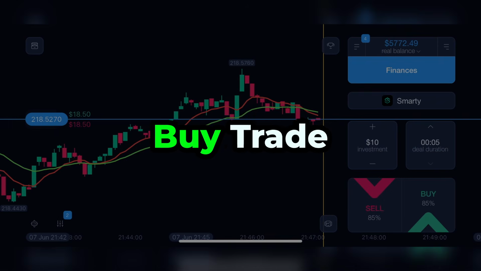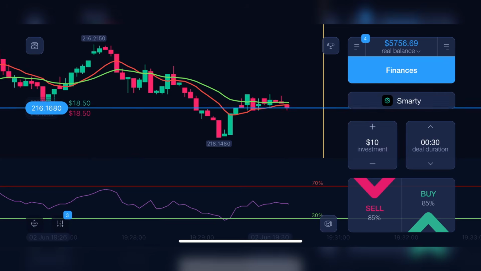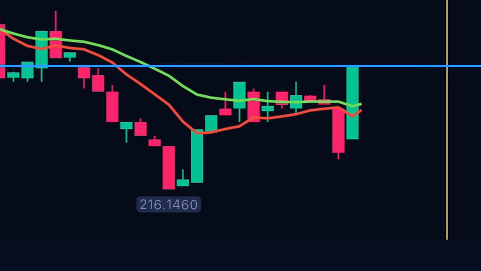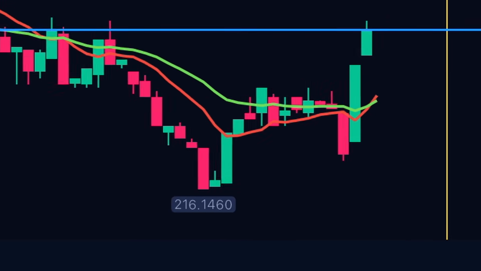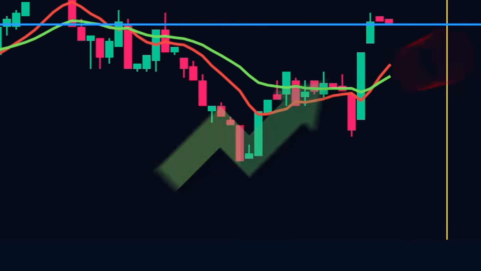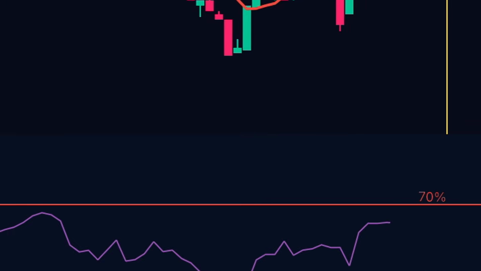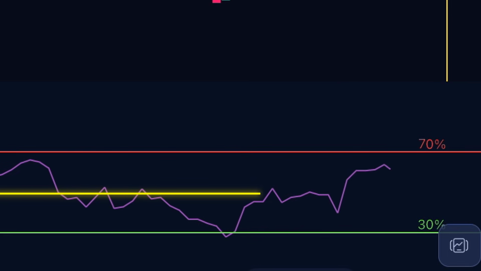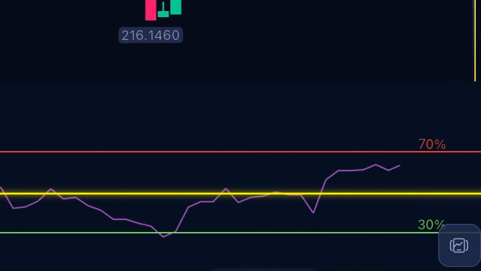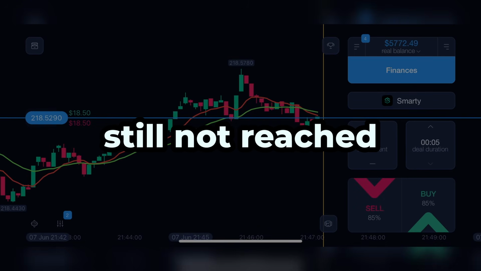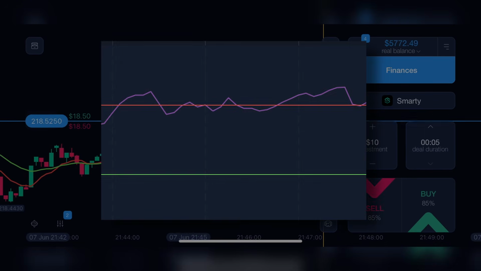To go for a buy trade according to this strategy, the red moving average needs to cross above the green moving average, indicating a short-term uptrend. The market in the RSI indicator needs to be above the 50% line and below the 70% line, showing that the market has still not reached an overbought state.